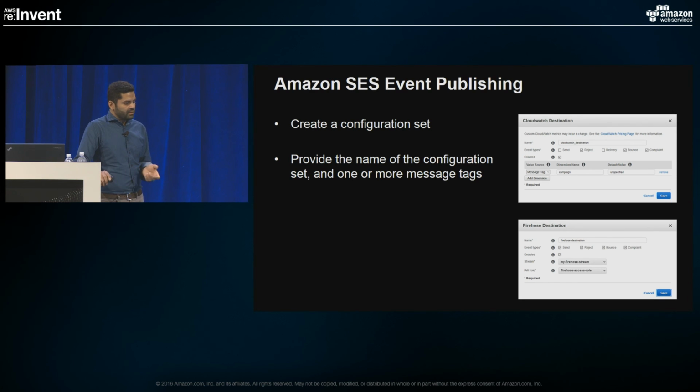And the other option is the Firehose destination. For Firehose, you need to specify the name of the stream, and then SES will assume a role to publish the events on your Firehose stream. So we talked about two different destinations, CloudWatch and also Firehose.